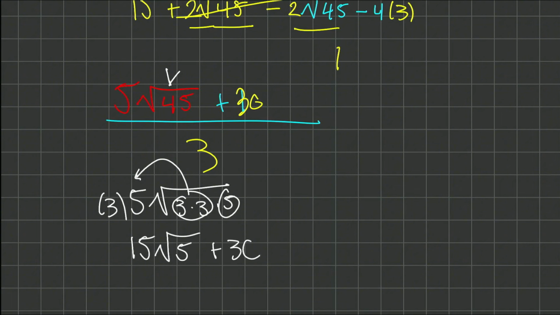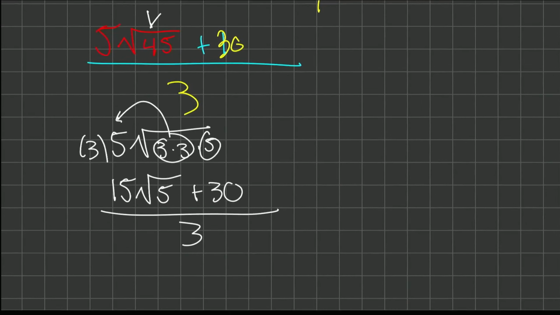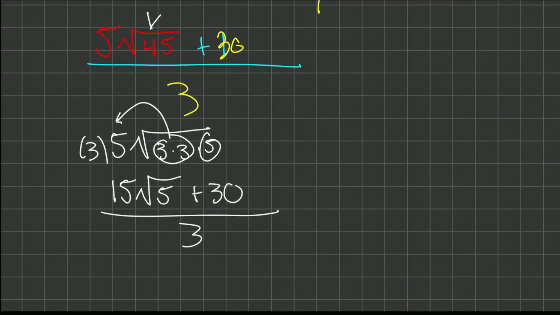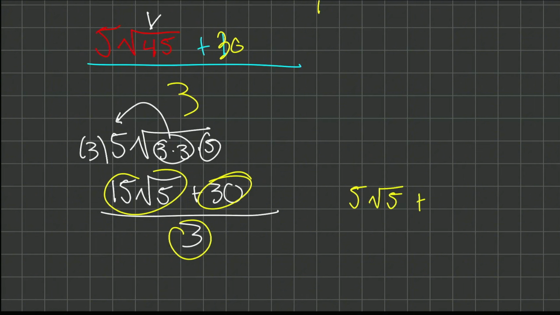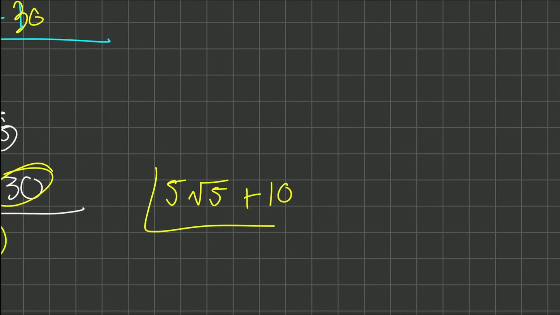Plus 30 over 3. What's a common factor here between all three of these terms within our expression? 15 divided by 3, so our common term is going to be 3. So let's divide everything by 3. So 15 divided by 3 is 5, root 5. 30 divided by 3 is 10. And over our denominator, 3 divided by 3 is 1. When we divide by 1, we don't need to write it out. So this is going to be your fully simplified and final answer.